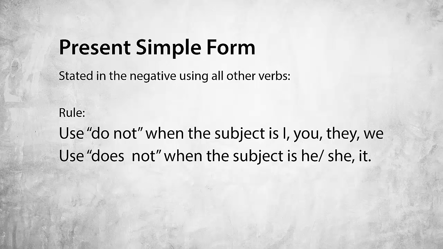Now to create the negative, it's a little bit different over here because you have to add either do not or does not. So once again, here are the two rules for that. You use do not when the subject is I, you, they, or we. And you use does not when the subject is he, she, or it. Well, let me show you how you would use this.